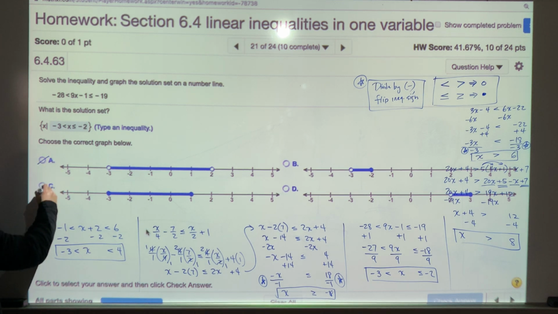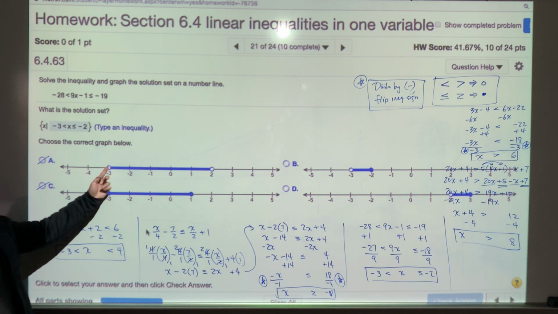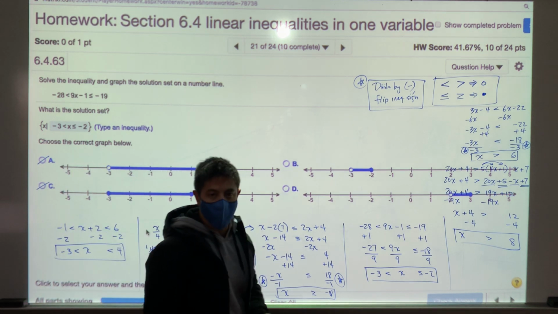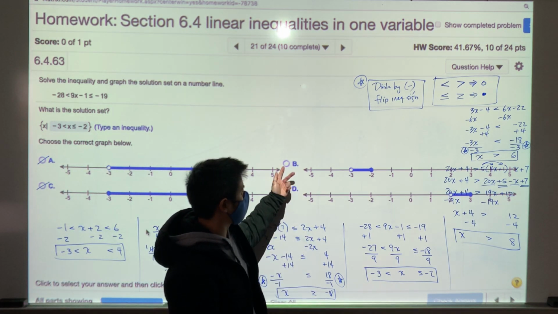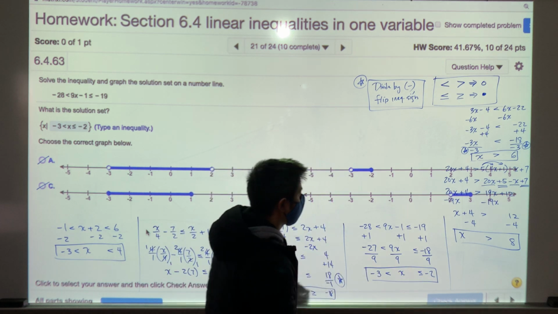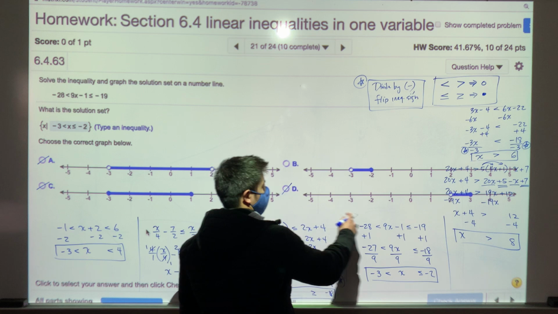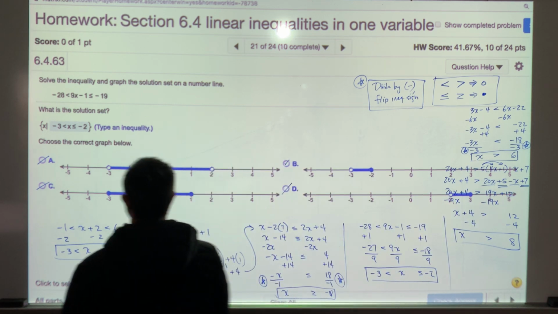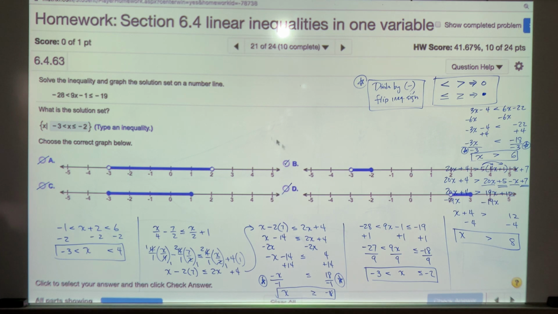A and C are out of the question for me because these are both open, both closed. My answer has an open and a closed. Now, which one is it, B or D? Negative 3 to negative 2, not D. These are positive 2 to 3. B is the correct answer, negative 3 to negative 2.